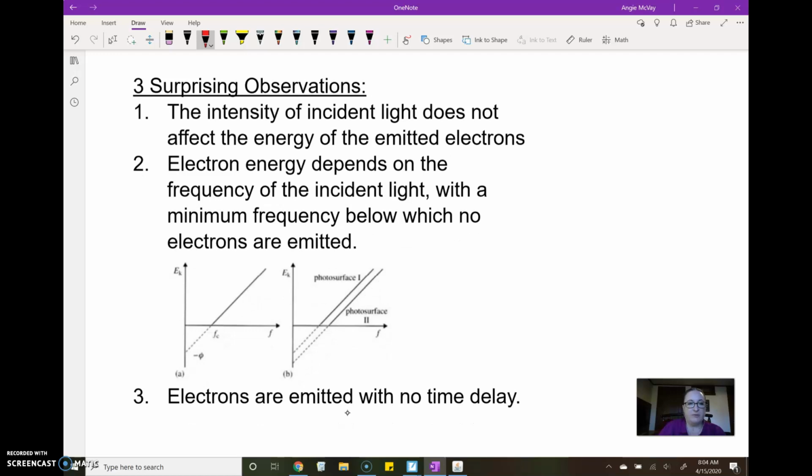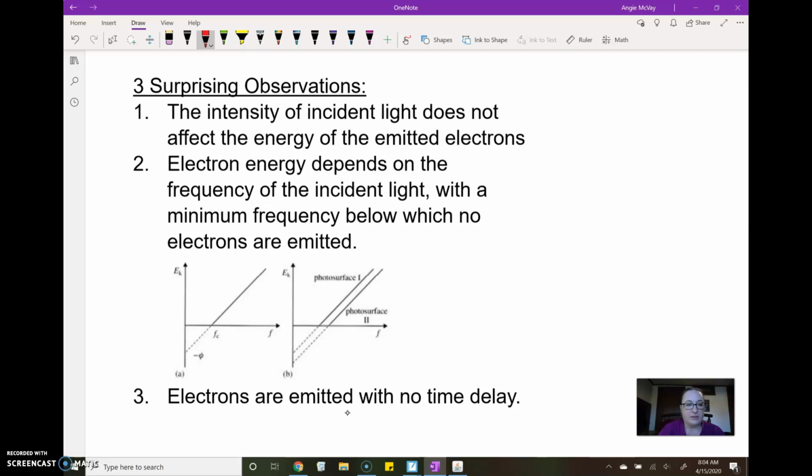Okay, so from all of this, like I said, we get some surprising observations, and there are three big ones. So the first surprising observation is that the intensity of incident light does not affect the energy of the emitted electrons. Did you guys see that the intensity impacted the number of electrons emitted, but the intensity didn't make those electrons go faster or slower, right? It didn't give them any more or less kinetic energy.